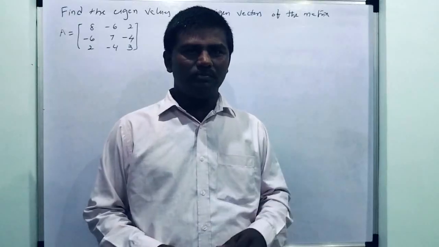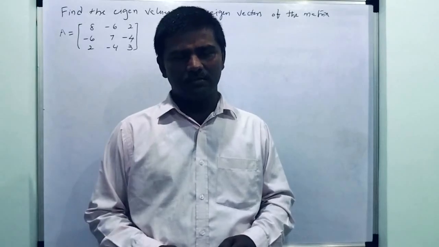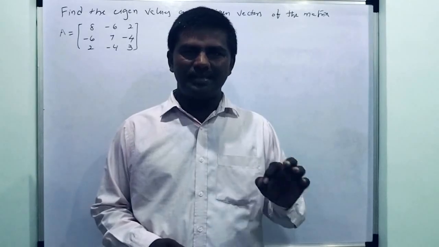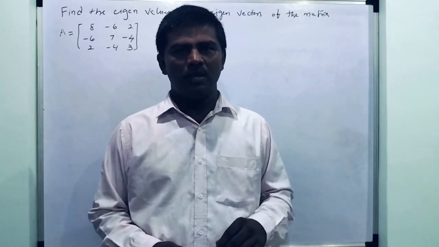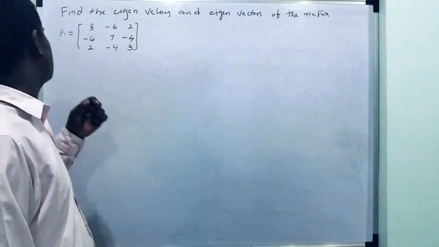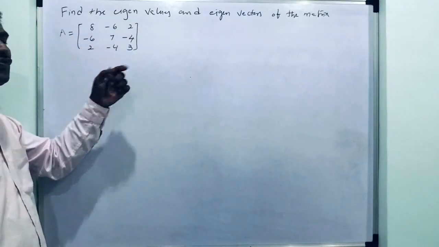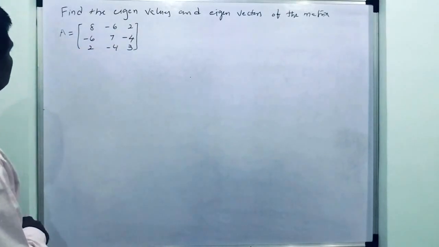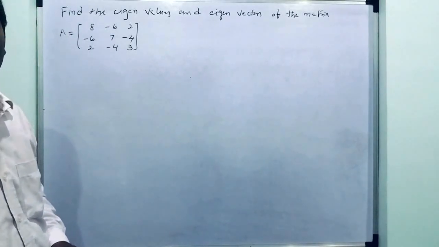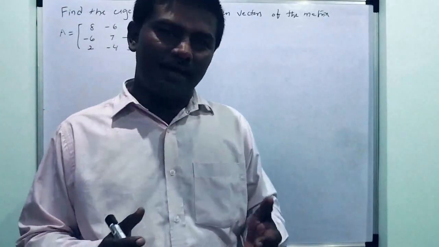Let us see one problem on finding eigenvalues and eigenvectors of matrices. Here I am going to give 3 problems which were repeated in the examination many times. Here is the problem. Find the eigenvalues and eigenvectors of the matrix 8, minus 6, 2, minus 6, 7, minus 4, 2, minus 4, 3. We know the procedure: we need to write the characteristic equation and then after finding the eigenvalues, you can find the eigenvectors corresponding to the eigenvalues.